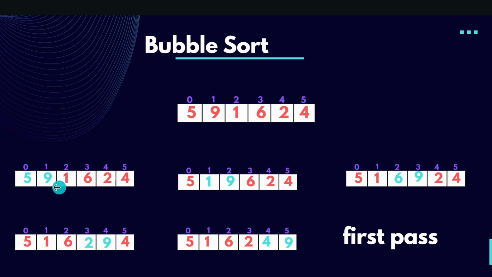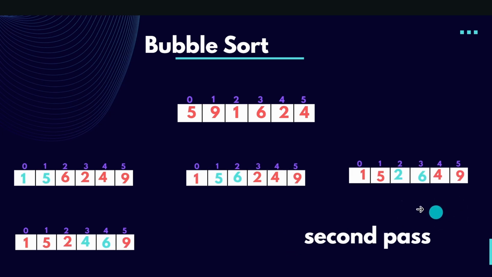After that, 9 and 1 will be compared and swapped, because 1 is smaller and 9 is greater. As you can see here. The next thing is 9 and 6 are compared. As 9 is the largest number, it will be coming here. After that, it will compare 9 and 2. You can see 9 is the largest, so 9 will come here. Finally, 9 and 4 will be compared, so 9 will come here and 4 will come here. After completing the first pass, the largest element will come to the last of the array. So this is the first pass.